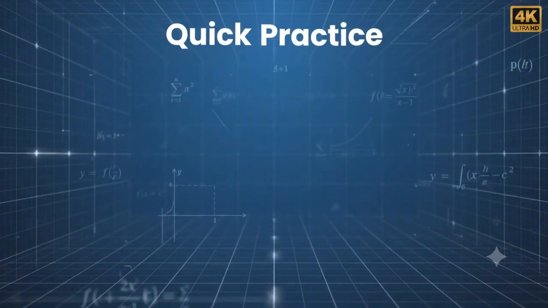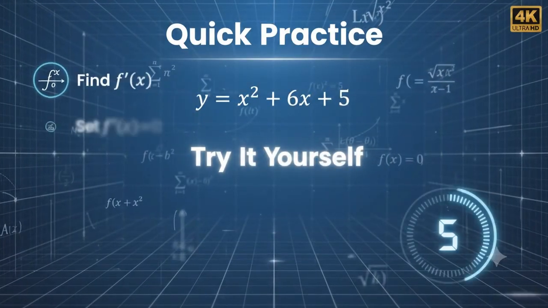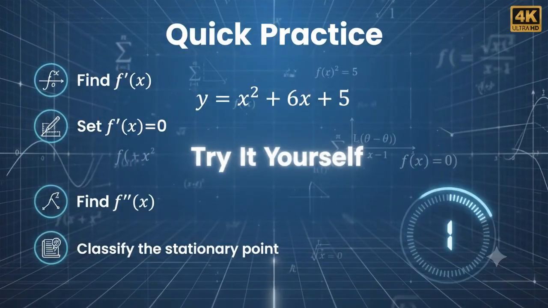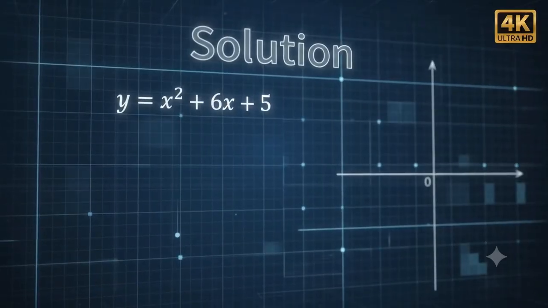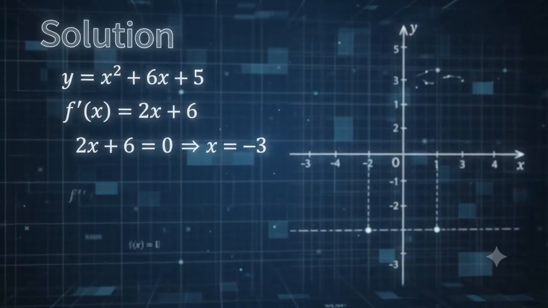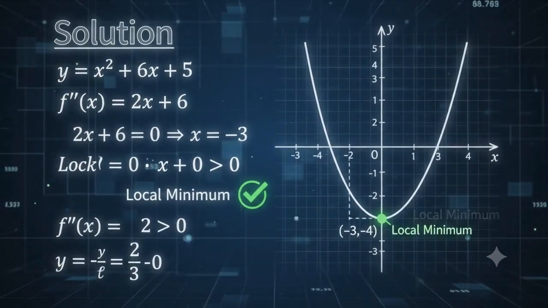And now it's your turn. Pause the video if you need more time. For the function y equals x squared plus 6x plus 5, find the stationary point. Let's check the solution. The first derivative is 2x plus 6, which gives x equals negative 3. The second derivative is 2, which is greater than 0. If you reach the same answer, great job!